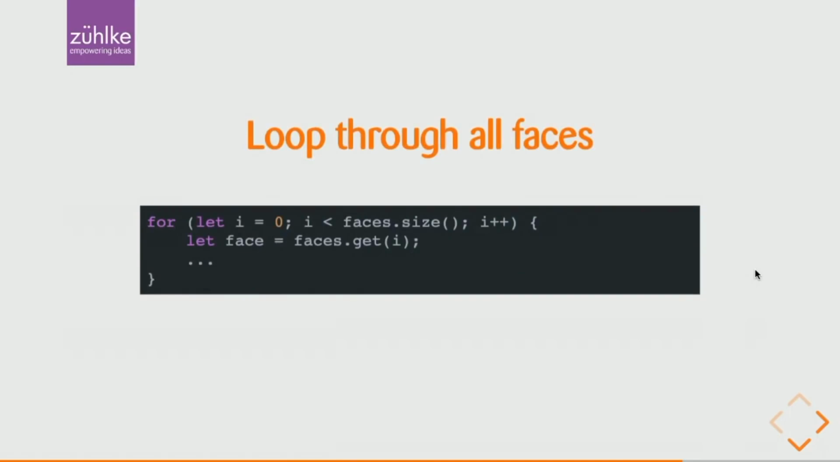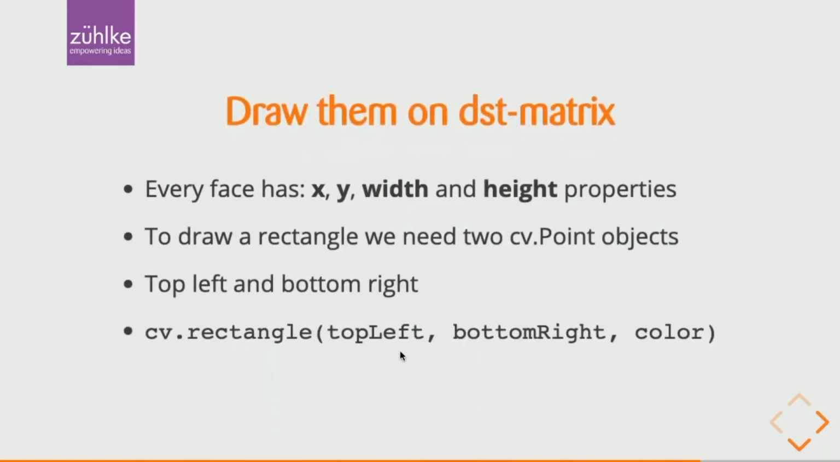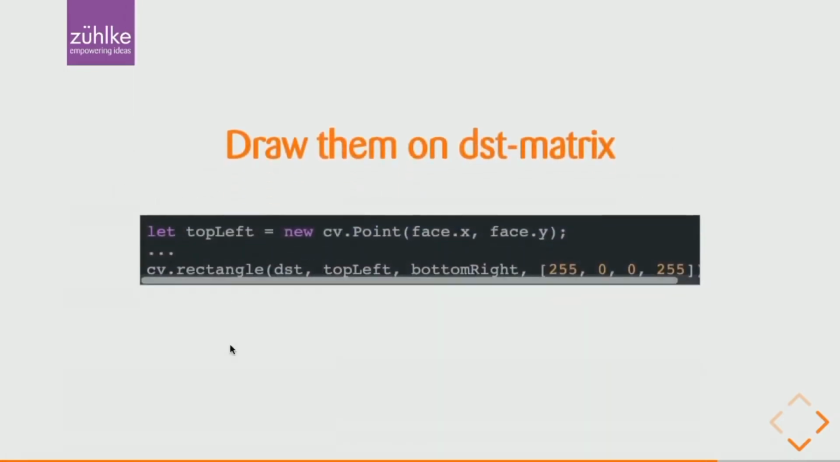This will look something like this. Since this is a C object now, that vector is not a real JavaScript array. You can't do dot forEach or dot map or dot filter. So you have to do a classical for loop over it. Get the size with dot size and get the face with that index access. A face has 4 things on it: X, Y, where it is, and width and height. So we only have to draw a rectangle with OpenCV. This is called cv.rectangle.